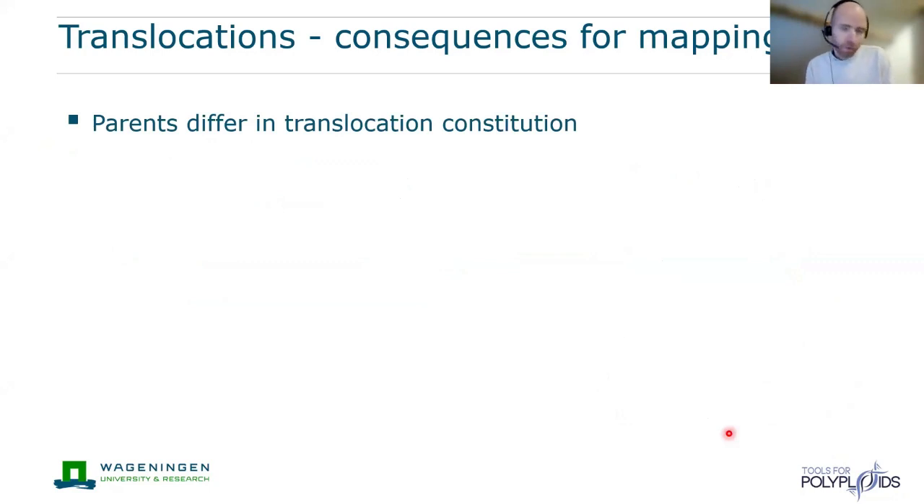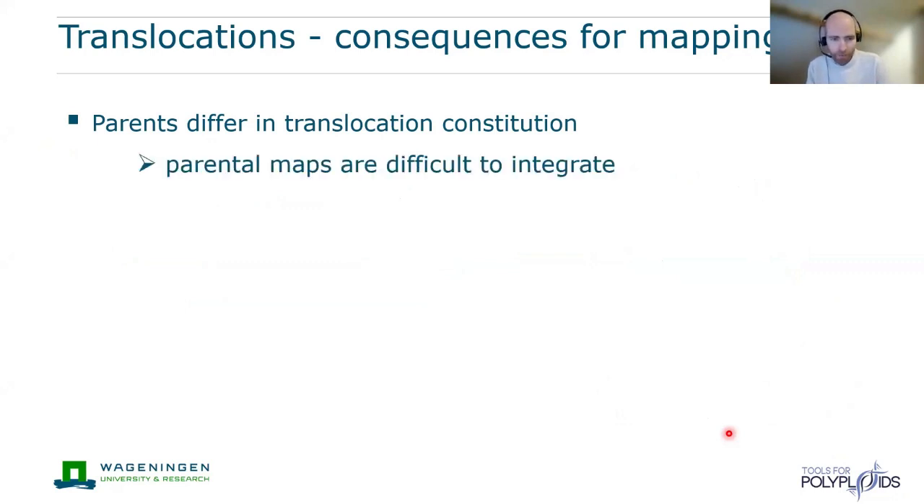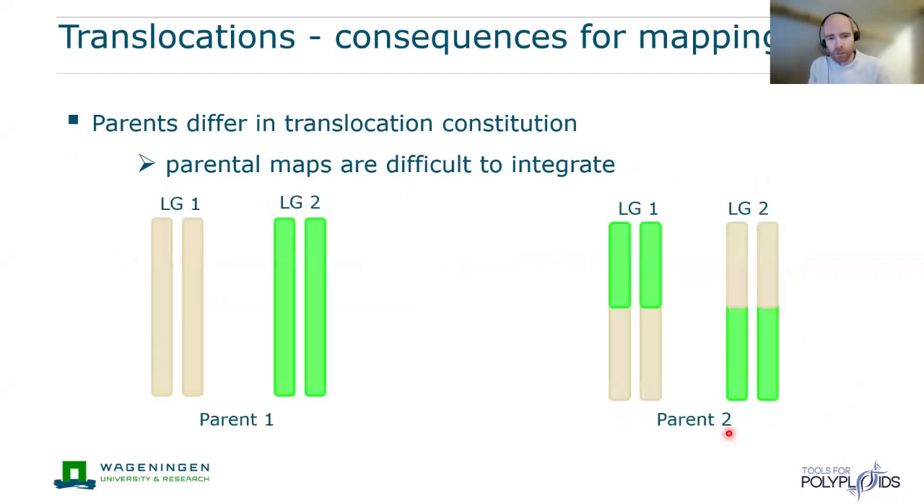There is one other possibility regarding translocations, and that's if your parents differ regarding their constitution for a translocation. The main issue probably there is the integration across parental maps is going to be difficult. So if you imagine again a situation where we have 2 parents, again, we're just looking at a number of linkage groups or chromosomes.